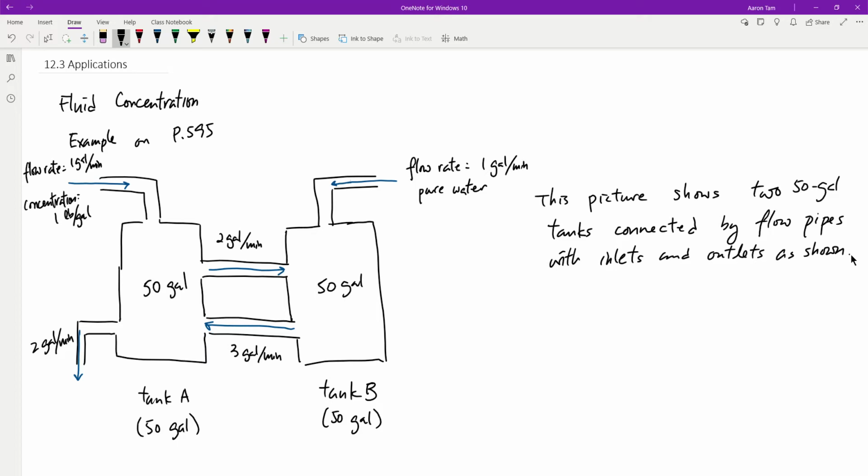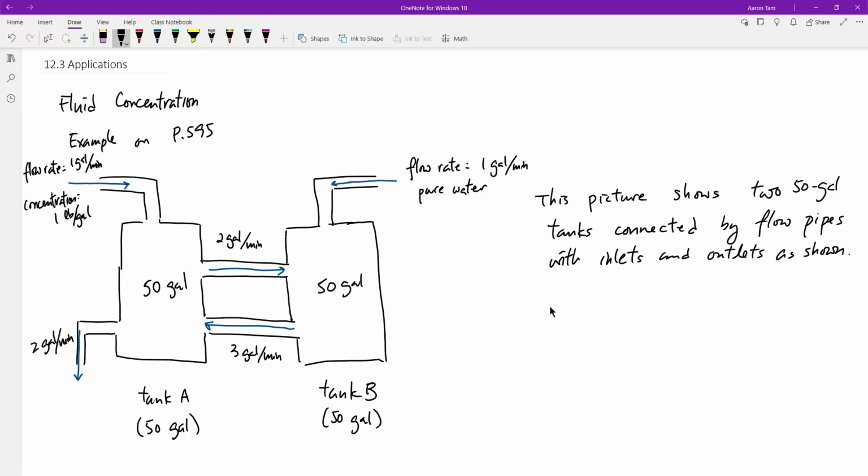Now, can we have a tank where the out rate and in rate do not match so that the volume changes? Absolutely. But we're going to keep it simple and just do something like this, where the volume inside the two tanks is maintained constant at full.